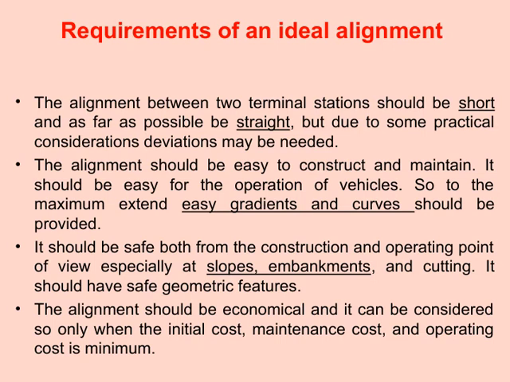When considering the requirements of an ideal alignment, the primary goal is to keep the route between two terminal stations as short as possible and as straight as feasible. Naturally, a straight and short alignment minimizes travel time and construction costs. However, in real-world scenarios, practical considerations often necessitate some deviations from this ideal. For instance, terrain features or existing infrastructure might require slight bends or adjustments.